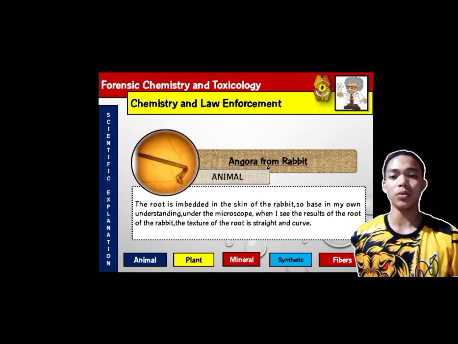So, growth of the rabbit hair. The root is embedded in the skin of the rabbit. Based on my own opinion, under the microscope, when I see the result of the root in the rabbit, the texture of the root is straight and curved.